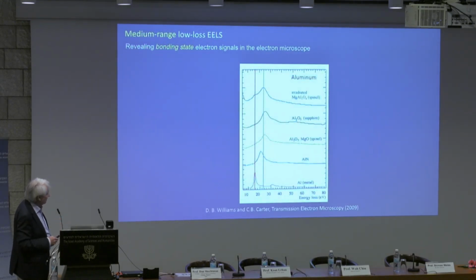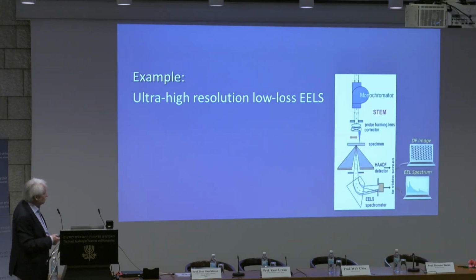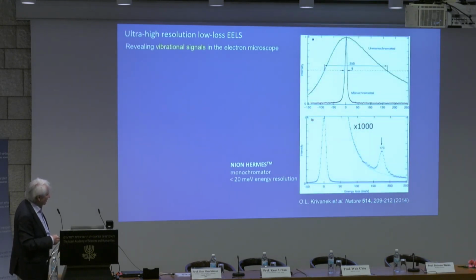So these EELS studies are done today, and since quite some time, in the high energy range, and a very recent development is ultra high resolution low loss EELS. For this, you add a monochromator to your STEM, which monochromizes the electron beam to 10 milli-electron volts. And this allows you to study energy losses very close to the zero loss peak.